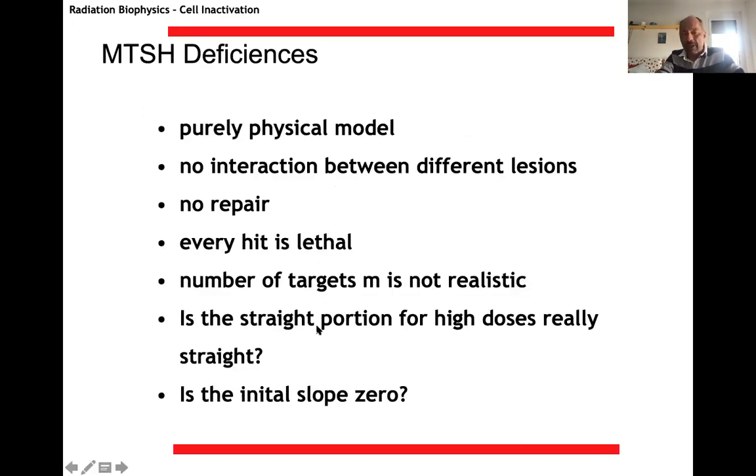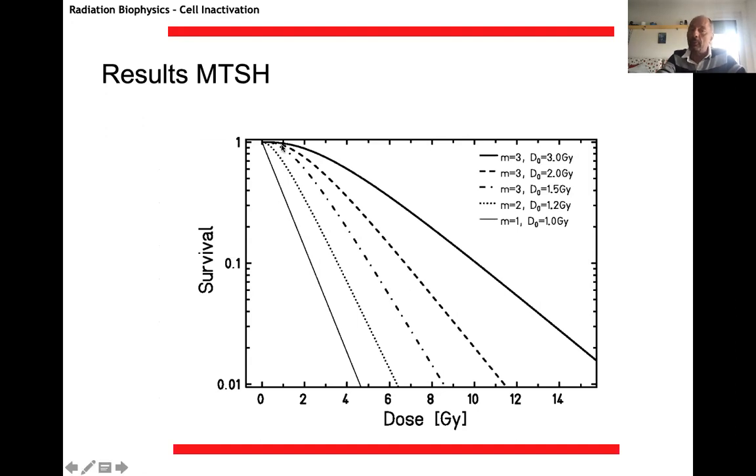Now, there are these 2 questions. Is the straight portion at high dose really straight, and is the initial slope 0? Well, we have now a good answer. At that time, there was a lot of discussion on this point. We know now that the initial slope is certainly not 0. So the problem of the multi-target, also from the mathematical point of view, is that forcing the initial slope to be always 0 is wrong, because in many cases, the initial slope is not 0. You really start with the initial slope.